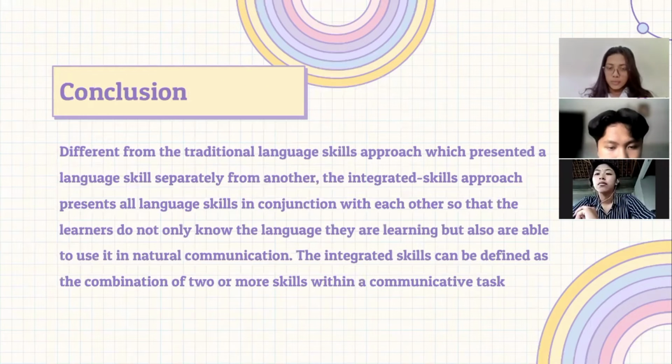Conclusion. Different from the traditional language skills approach, which presents each language skill separately from the others, the integrated skill approach presents all language skills in conjunction with each other, so that learners do not only know the language they are learning but also are able to use it in natural communication. The integrated skill can be defined as the combination of two or more skills within a communication task.